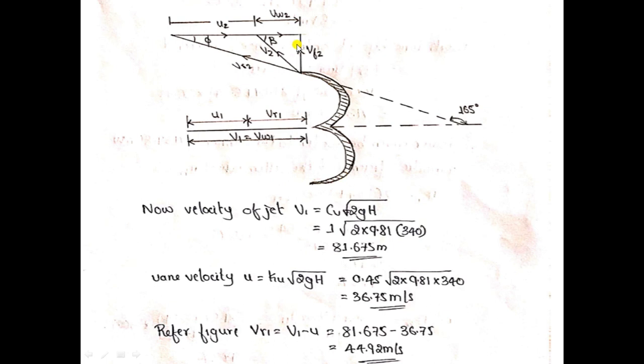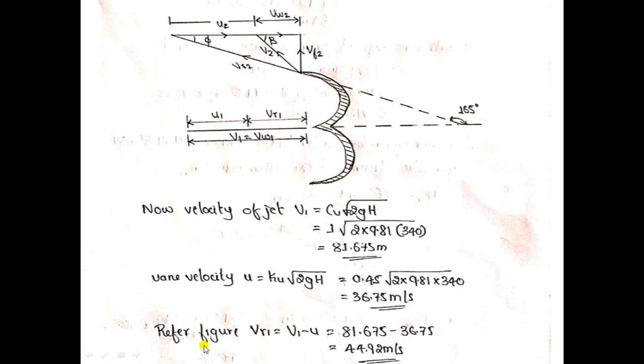Now this is the velocity triangle diagram for the Pelton wheel. The velocity of the jet V1 is calculated using the formula Cv into square root of 2gH. Here Cv is 1 into square root of 2gH, where H is the net head, 340 meters. If we substitute the values, we will get it as 81.675 meters per second. And the vane velocity is given by u is equal to Ku into square root of 2gH. If we substitute these values, we will get it as 36.75 meters per second.